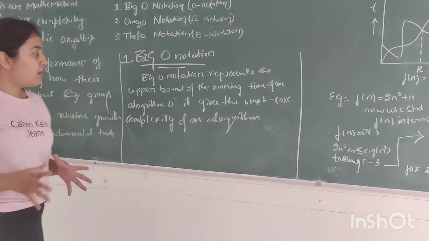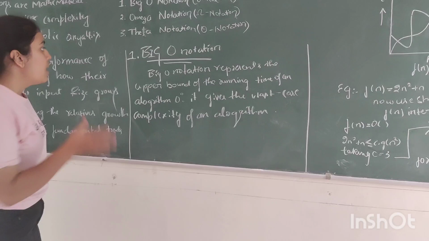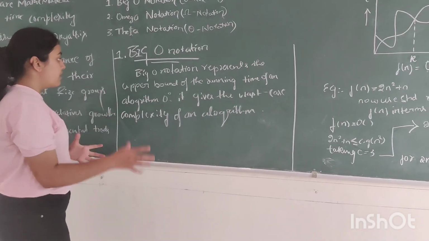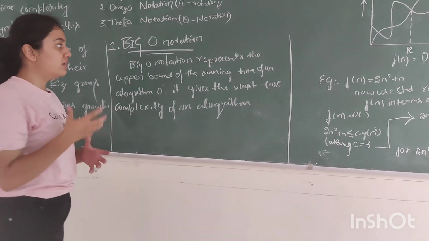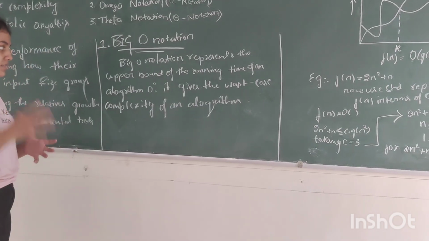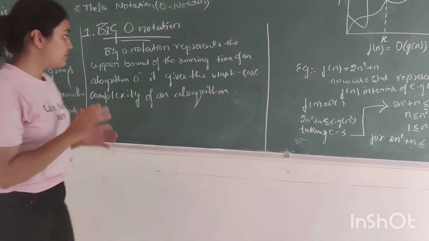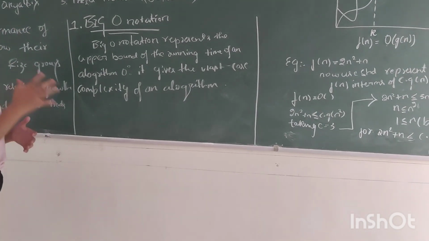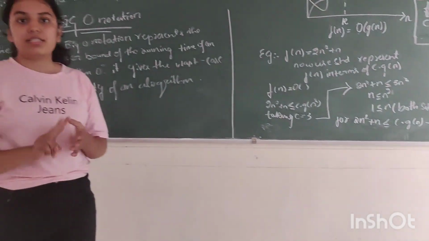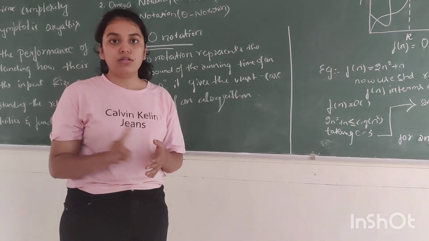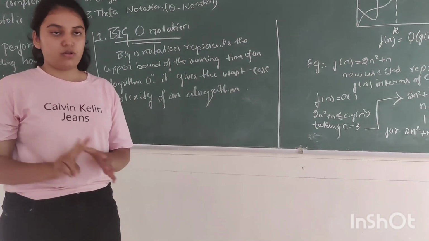I'm going to explain big O notation. Big O notation represents the upper bound of the running time of an algorithm. It gives the worst case complexity of an algorithm. So it represents two things: one is the upper bound, and second, it is a worst case notation.